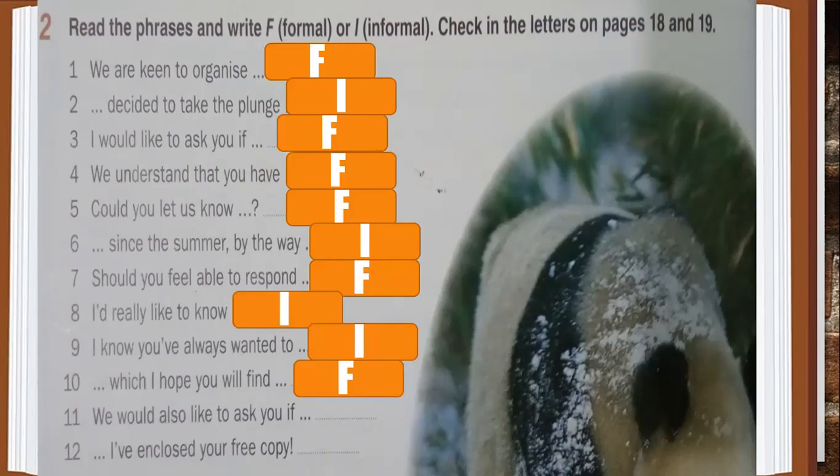We would also like to ask you if. "We would" instead of "we'd," so it is formal. Yes, a formal expression that is used in the formal letter. I've enclosed your free copy. Here we have the contraction form of "have," so it is an informal expression, okay?